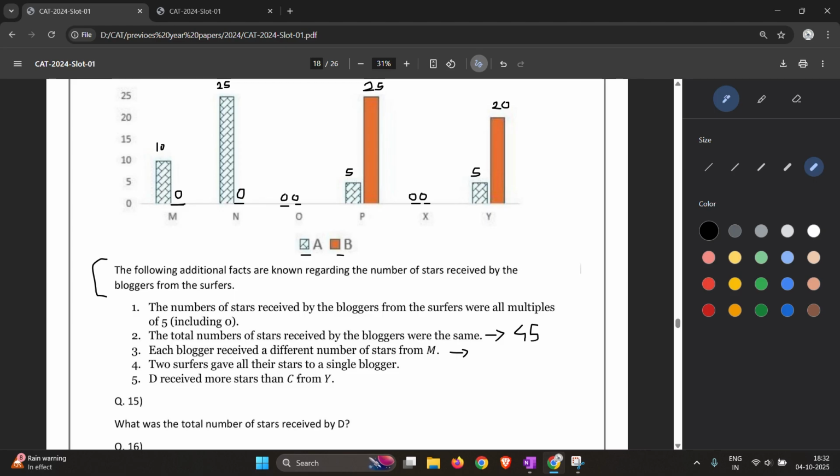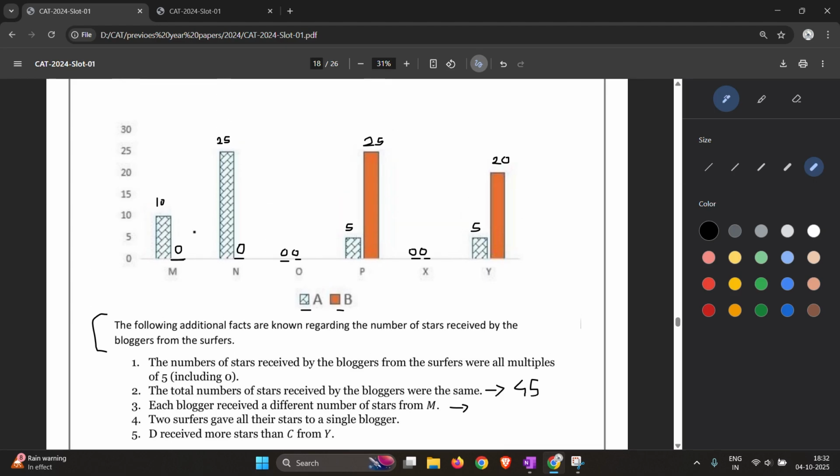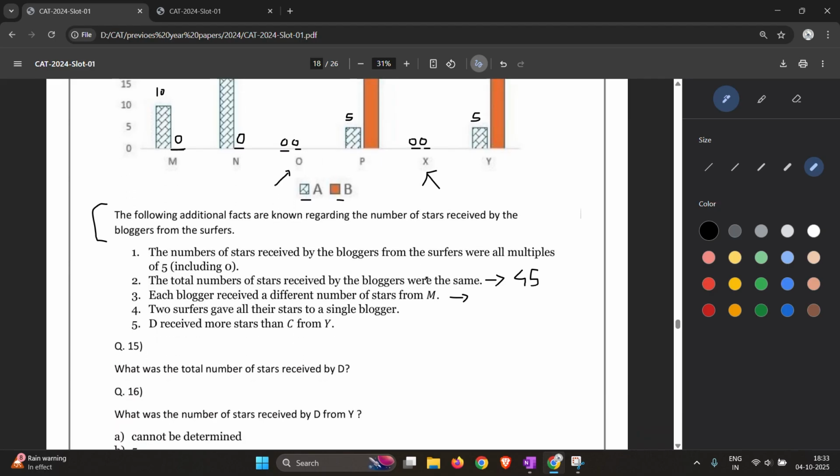Now, two surfers gave all their stars to a single blogger. Since we know that M and N and P and Y did not do that because their distribution is given over here, the two surfers that remain who gave all their stars to a single blogger are O and X. So O gave 30 stars to either C or D, and X gave 30 to either C or D, but we don't know whom yet. So again, useful information, but not directly useful.